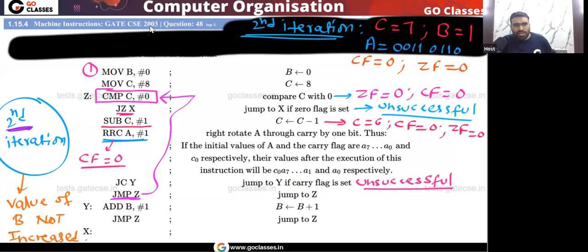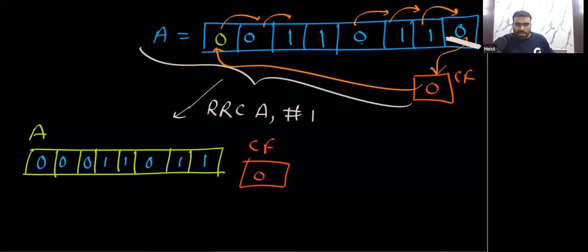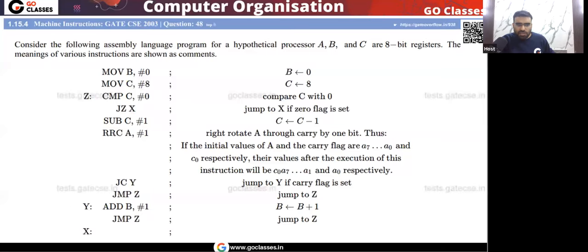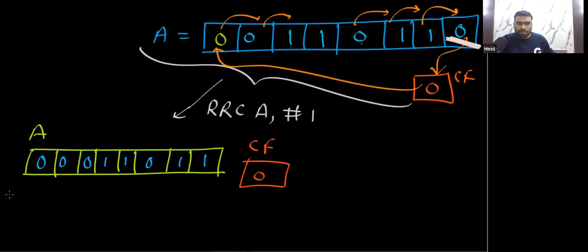Okay. Now, did you understand? In two iterations, did you understand what is happening? Tell me. In two iterations, now the third iteration will start. But tell me, in two iterations, did you understand what is actually happening? Let me know.